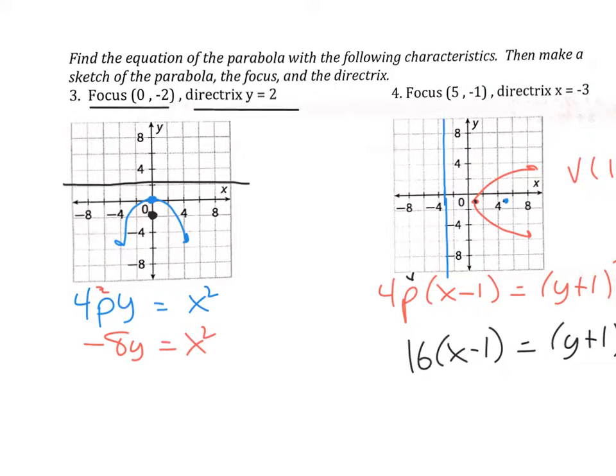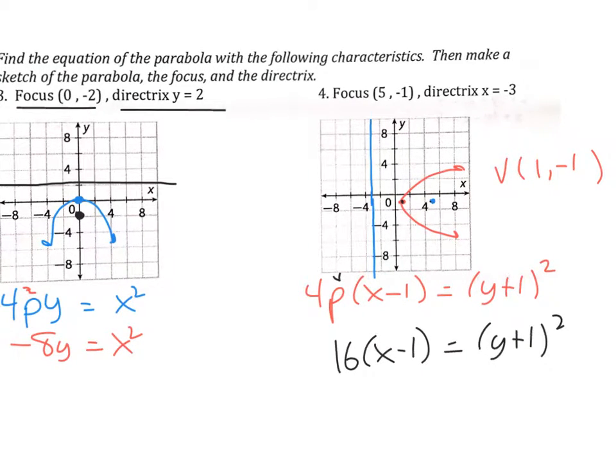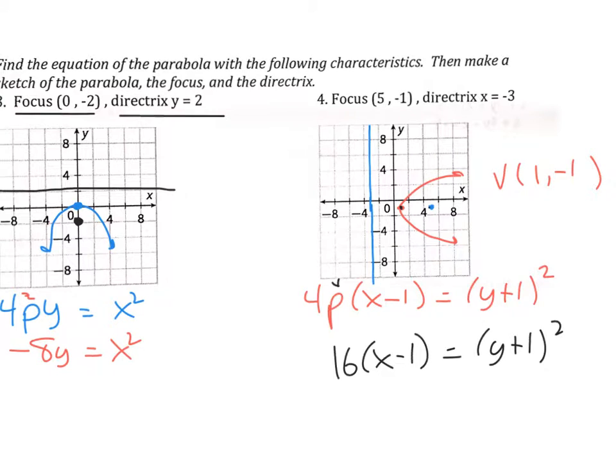Number 4, same kind of problem. Graph them again. 5, -1 is right here, right there with the blue. X equals -3. You've got to cross the x-axis at -3 right there. And this one has to open to the right because the focus has to be inside and the directrix has to be outside. You need your vertex. The vertex is halfway between the two. Halfway between the two is that point right there, which is 1, -1.